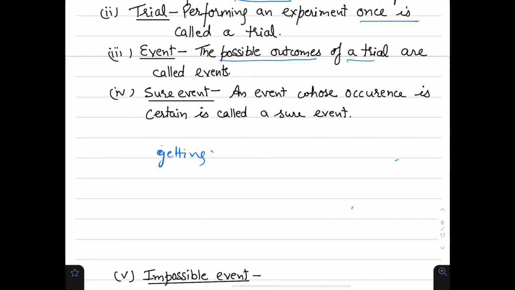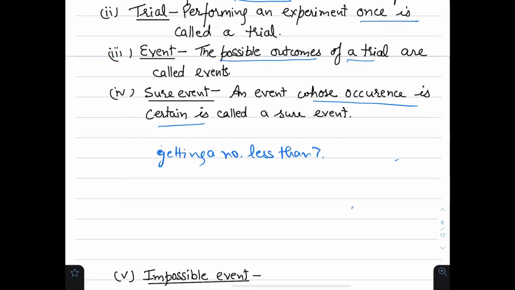Getting a number less than 7. It is certain that we will get a number less than 7 every time we throw a die. Such an event is called a sure event. Thus, an event whose occurrence is certain is called a sure event.